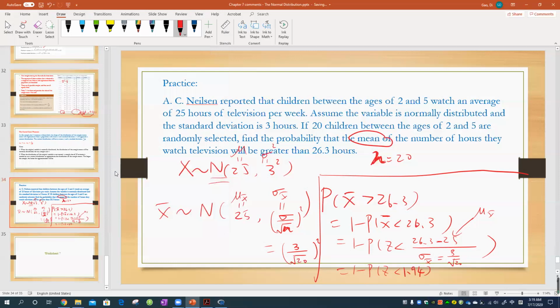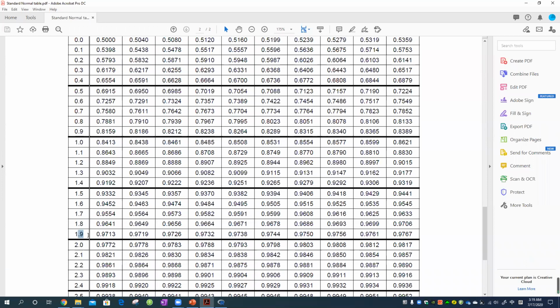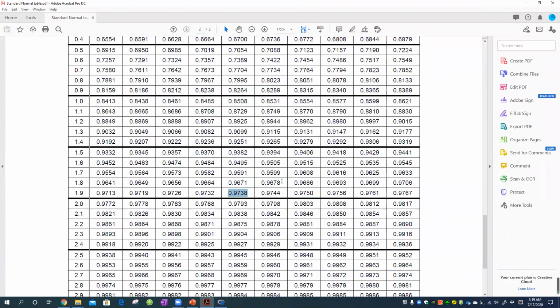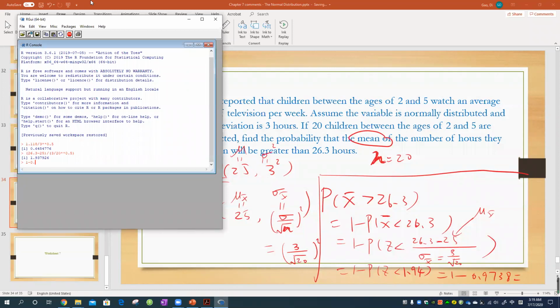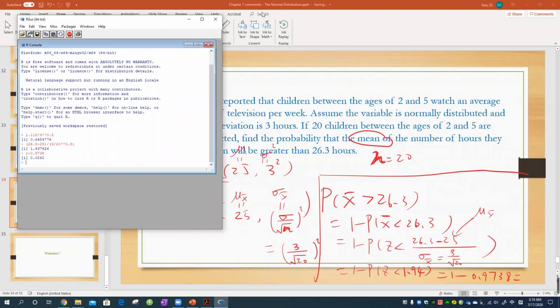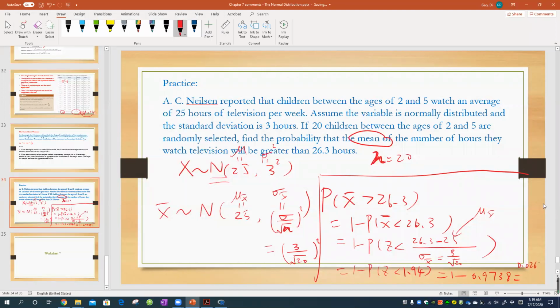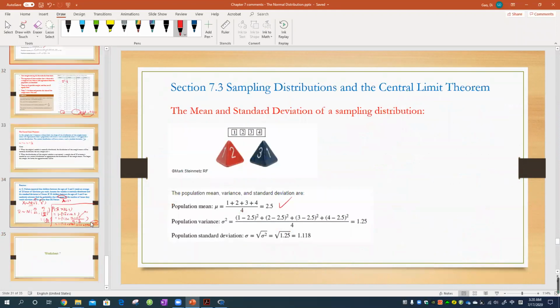So 1.94. Then we check the table, go to 1.9, and then 0, 1, 2, 3, 4. 1.94 is right here because you get 0.04 here. So that's 0.9738. That equals 1 minus 0.9738, which is 0.0262. That's the result. So the probability that the mean number of hours they watch television will be greater than 26.3 hours is only 2.62%. It's very low. Okay, that's all for section 7.3, and all for this chapter as well.